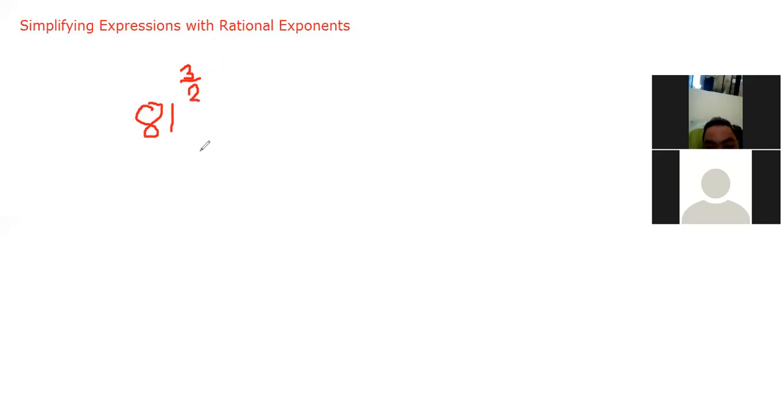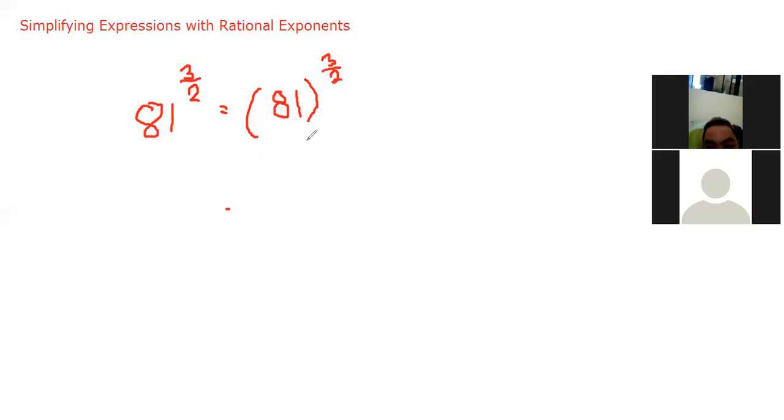So, para masimplify natin yan, lagyan nyo na muna ng grouping itong 81. Yan. First step, lagyan nyo ng grouping. Sa akin, yun ang first step ko. Si 81 raised to 3 over 2. Last time, parang ganito lang din yung ginagawa natin. Ngayon, pag nalagyan na ng grouping si 81, hanap kayo kasi itong denominator dapat mawala. Okay? Dapat mawala yung denominator natin.